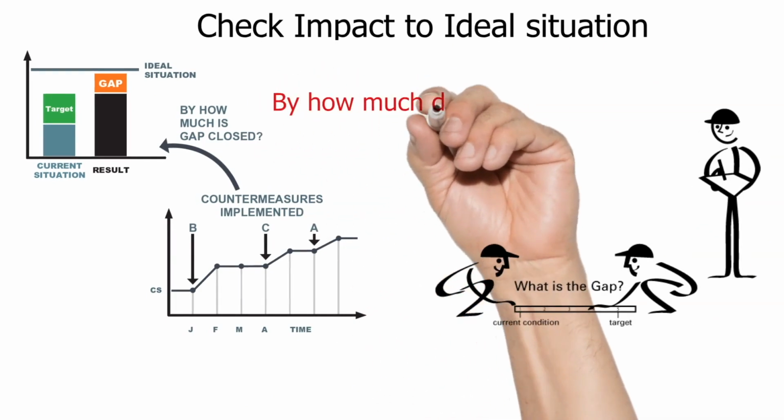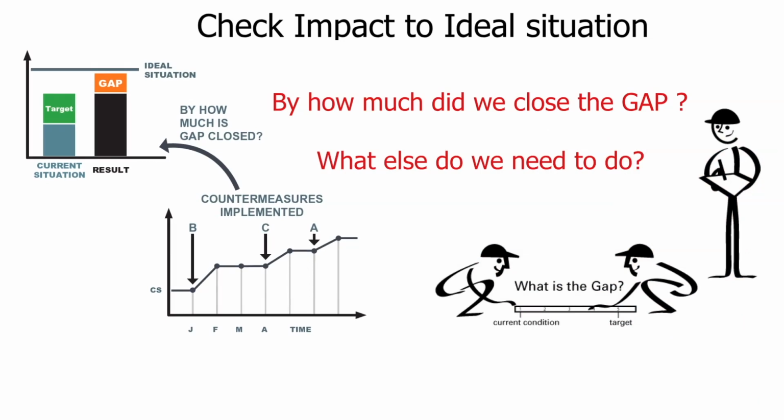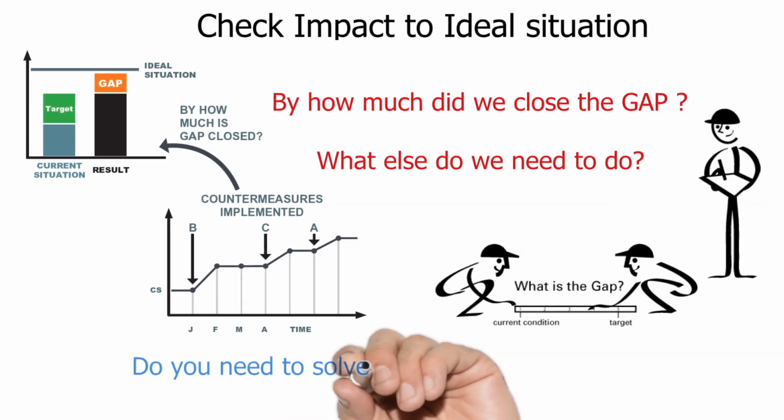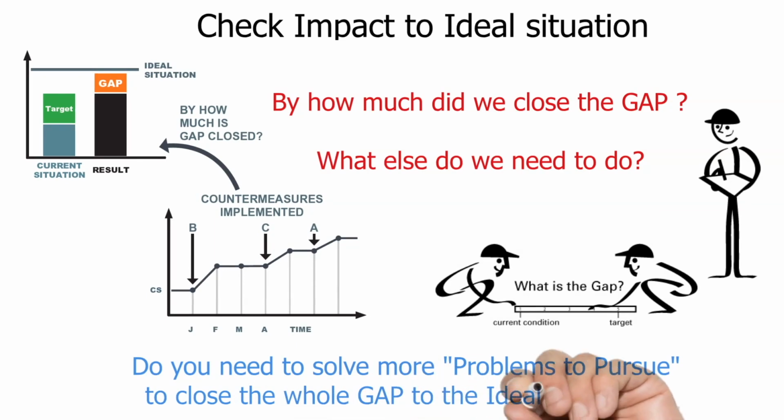Check impact to the ideal situation. By how much did we close the gap? What else do we need to do? Do you need to solve more problems to pursue to close the whole gap to the ideal situation?